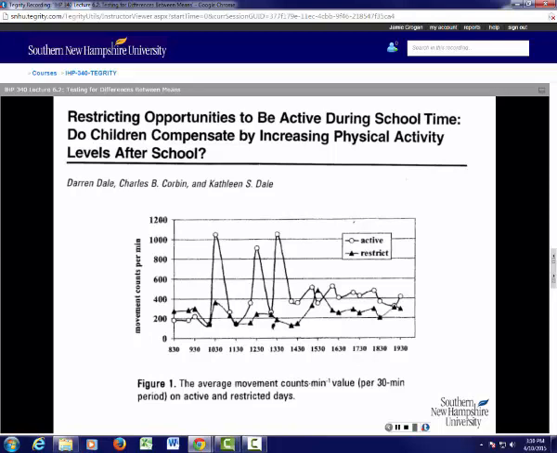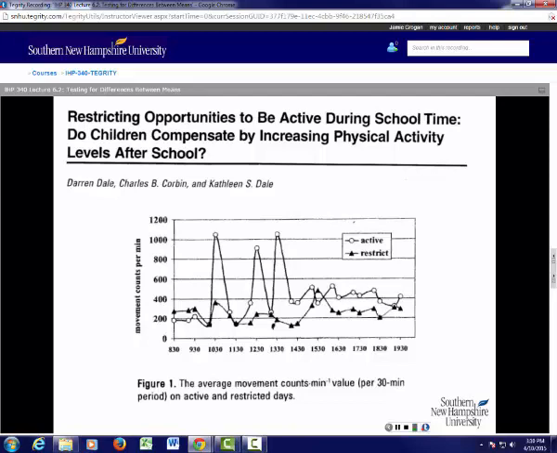Okay, so what you're looking at on the screen is a graph of movement counts per minute. They had the kids wear these little devices called accelerometers. It measures movement, almost like a pedometer that measures steps, but in this case it measures how much and how intensely you move. It's a little device you wear on your belt. And so these are movement counts per minute. On the x-axis is time during the day, 8:30 in the morning, 9:30 in the morning, etc. And then the open circles are the active day, and the black triangles are the restricted day.